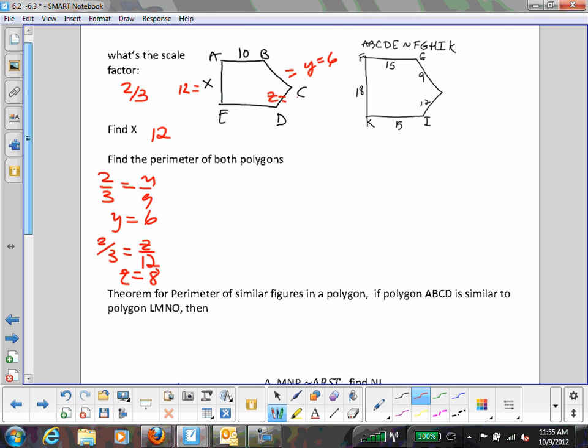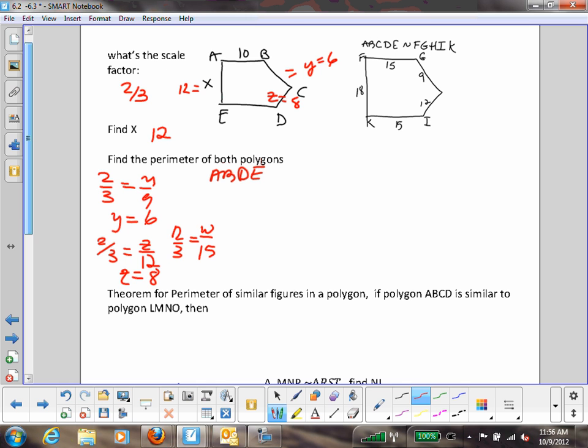Okay. And the perimeter of A, B, D, E is what? Oh, we need ED still, don't we? All right, so for ED, we would say 2 over 3 is equal to, perfect, over 15. And we get W to be, oh, that's a 2. Thanks. Okay, so now what's my perimeter? 20, 30, 46. Did I do the math right?